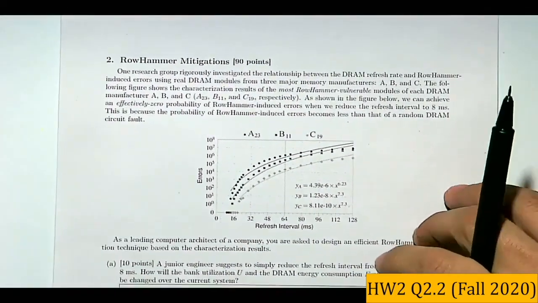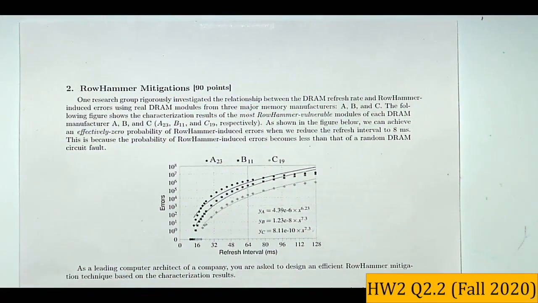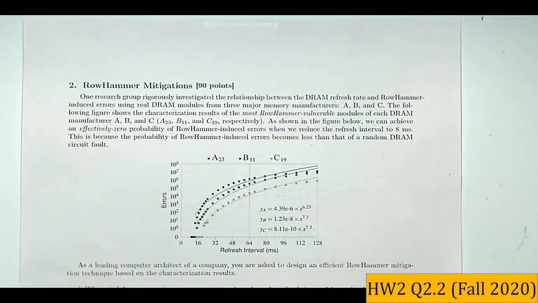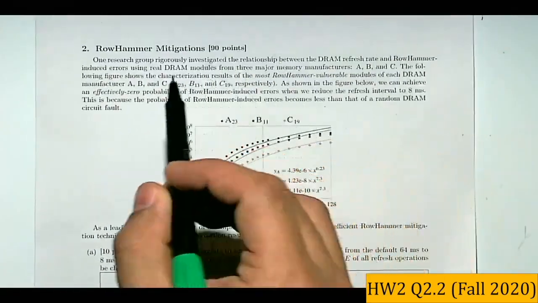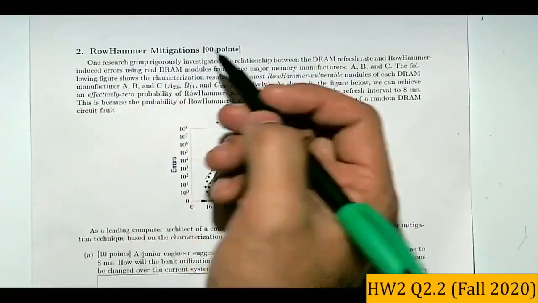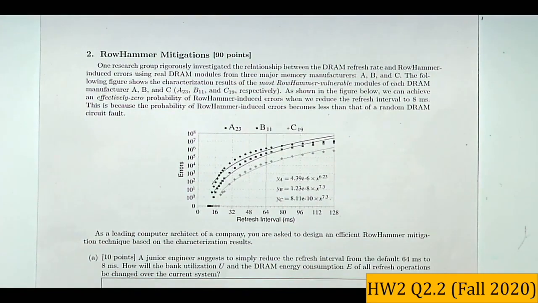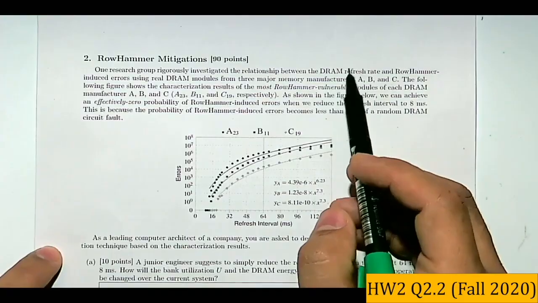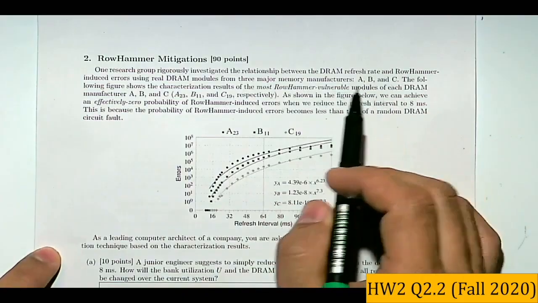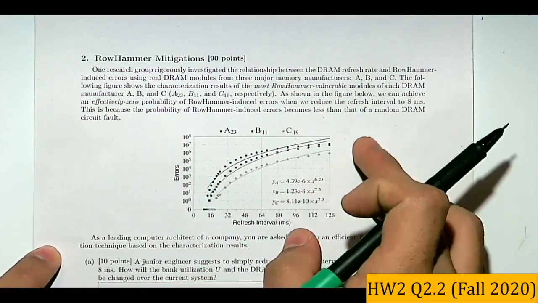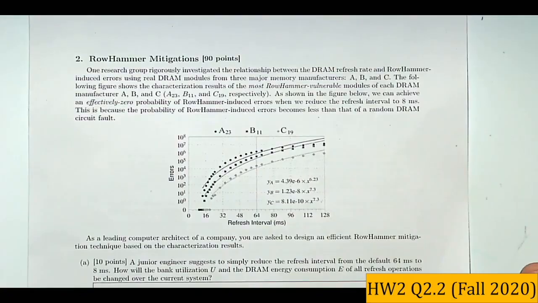Yeah, let's start with some new RowHammer problems. Here we should think about what and how we consider when we develop RowHammer mitigations. So let's read the problem. One researcher rigorously investigated the relationship between the DRAM refresh rate and RowHammer-induced errors using real DRAM modules from 3 major memory manufacturers, and they used the most RowHammer-vulnerable modules from each DRAM manufacturer. So this graph is the worst-case scenario, a very conservative manner.